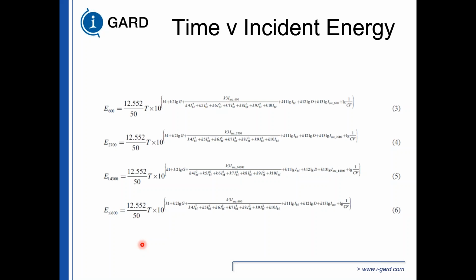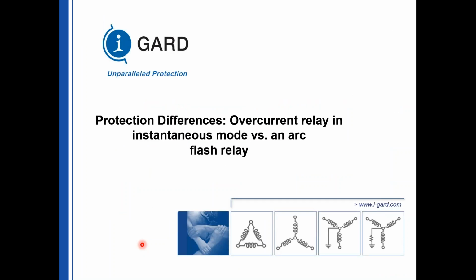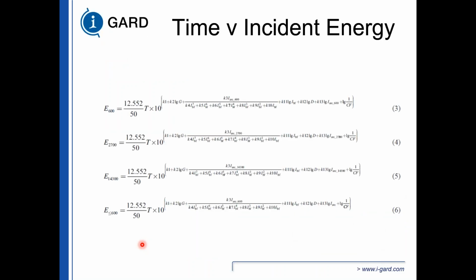So basically what we're trying to show is whether an overcurrent relay in instantaneous mode is faster than an arc flash relay. But there's a couple of other things to take into consideration when you do that, because a relay in instantaneous mode may not be properly coordinated to function in your setting.